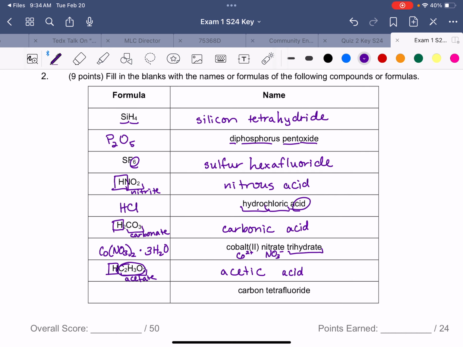polyatomic rather than individually. Last, we have carbon tetrafluoride, tetra meaning 4, and again, fluoride comes from fluorine, which is F. People always accidentally put Fl, which is flerovium.